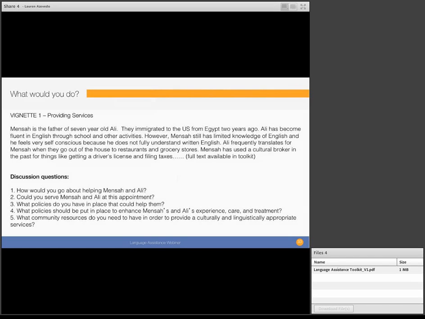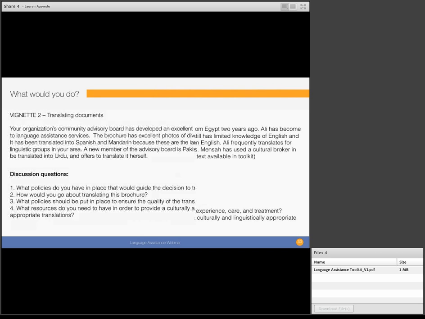What policies do you have in place that could help? And what policies should be in place to help in this example? And then finally, what community resources do you need to have in order to provide a culturally and linguistically appropriate service for these individuals at this appointment? So again, the purpose here of these vignettes is to take what we've presented to you in the toolkit and apply them in a situation that you could encounter.